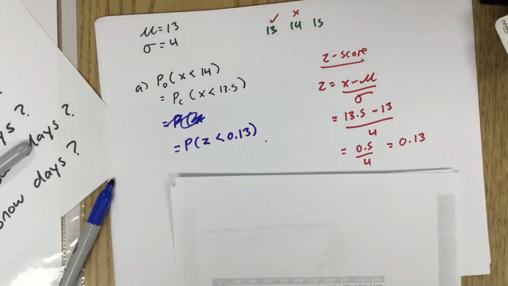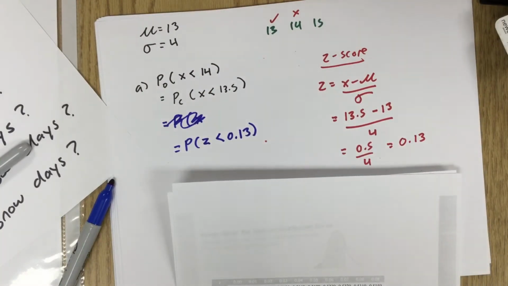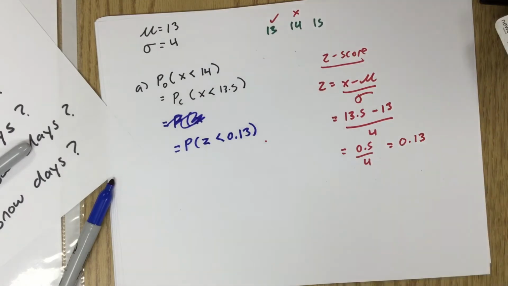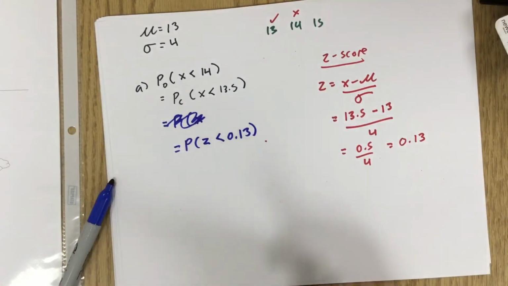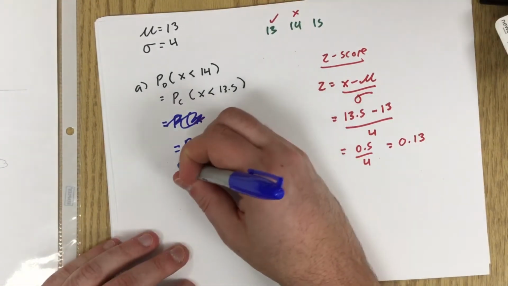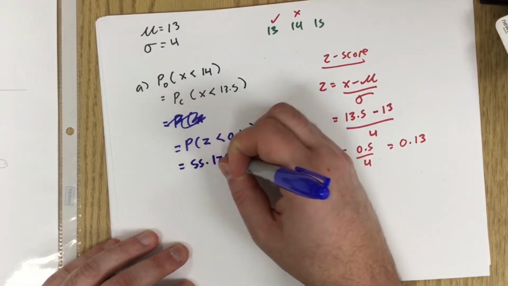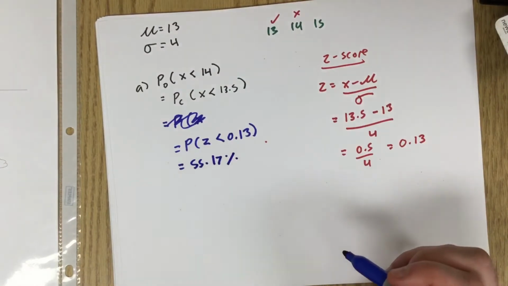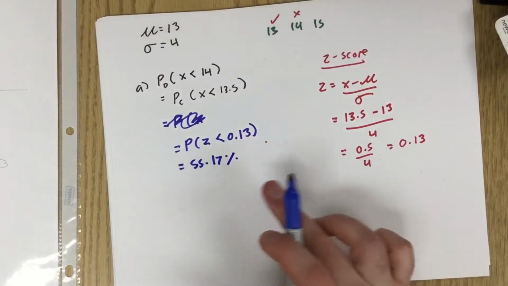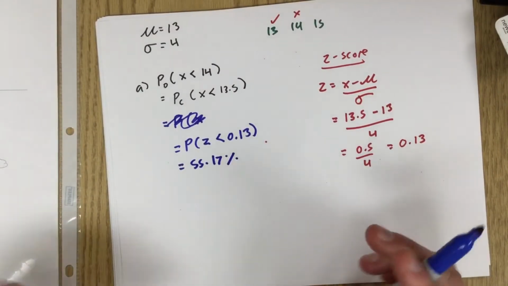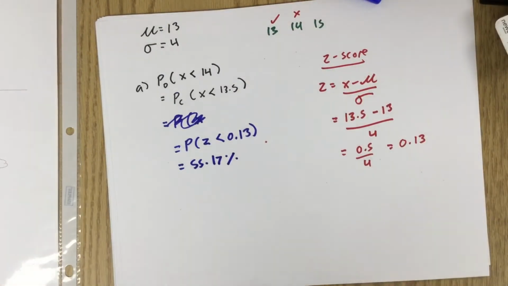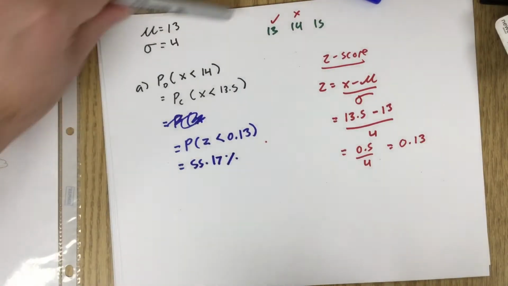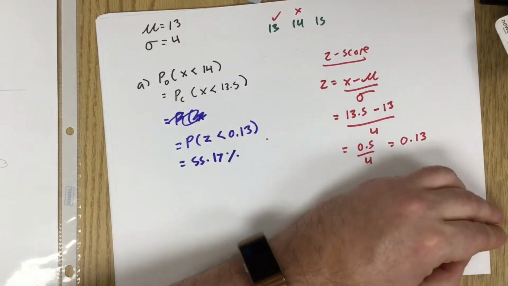And then we need our handy dandy tables. So 0.13 is going to be 5517, which is going to be 55.17%. So the probability of having fewer than 14 snow days is 55.17%. Okay. B.